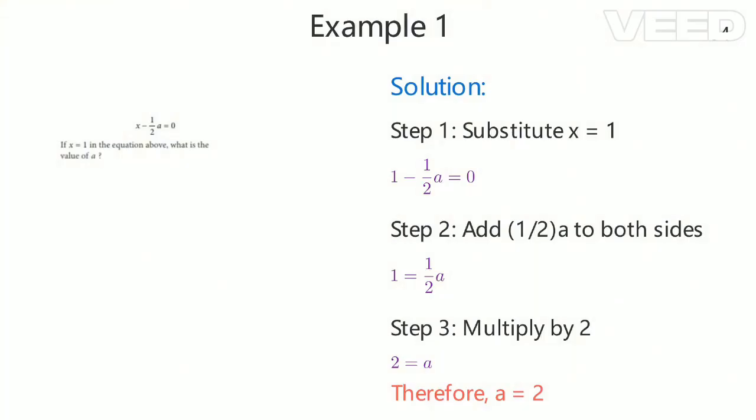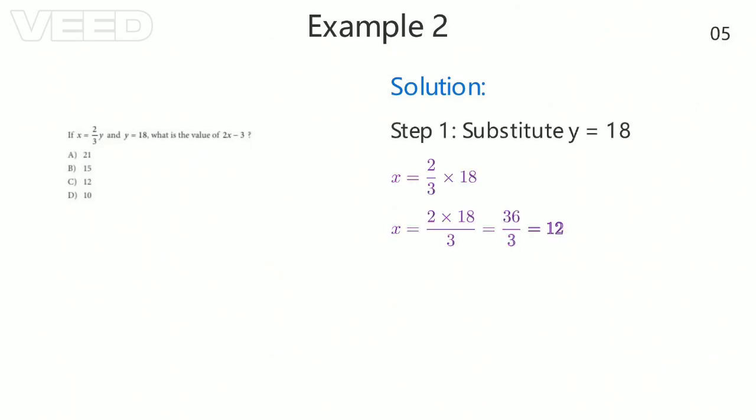Step 1. Replace x with 1, giving us 1 minus 1/2 times a equals 0. Step 2. Add 1/2 times a to both sides, which gives us 1 equals 1/2 times a. Step 3. Multiply both sides by 2, and we get a equals 2. Notice how straightforward this process is when we follow each step methodically.